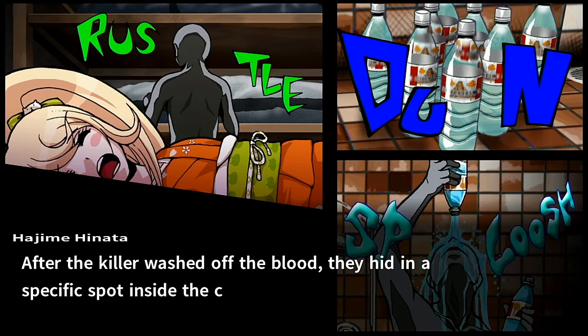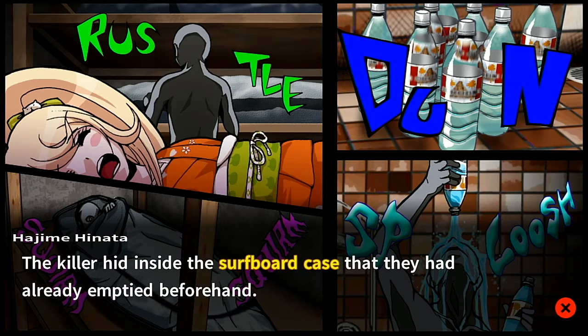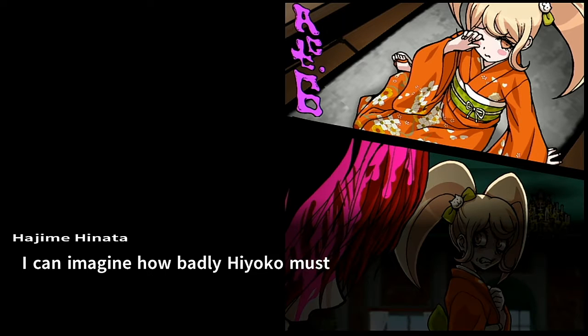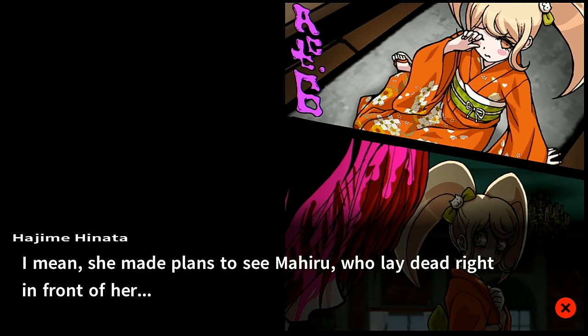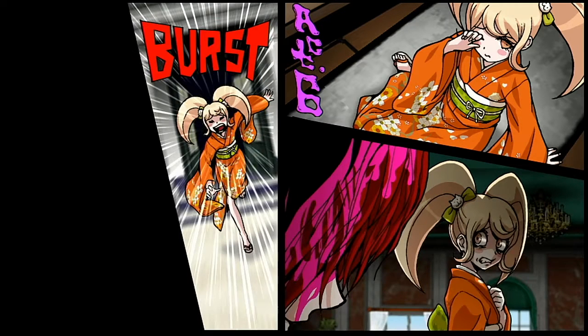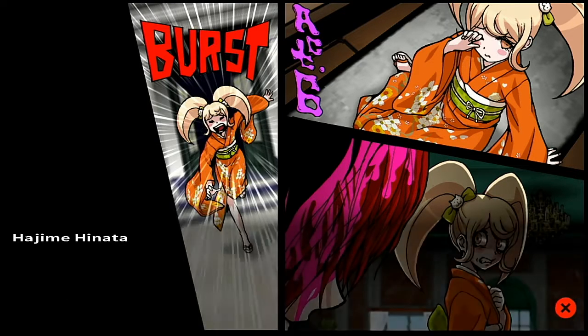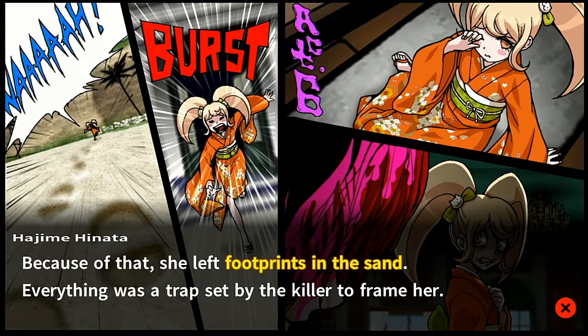After the killer washed off the blood, they hid in a specific spot inside the closet Hyoko was in. The killer hid inside the surfboard case that they had already emptied beforehand. After some time had passed, the sleeping drug used on Hyoko wore off, and she woke up. I can imagine how badly Hyoko must have panicked when she came out of the closet. I mean, she made plans to see Mahiru, who lay dead right in front of her. From the shock and panic of being considered a murder suspect, Hyoko fled from the beach house. Because of that, she left footprints in the sand. Everything was a trap set by the killer to frame her.